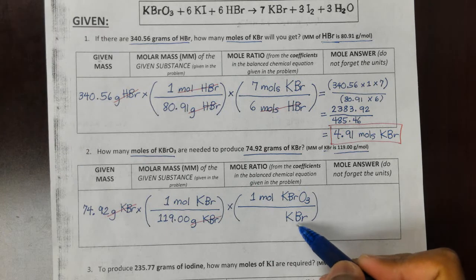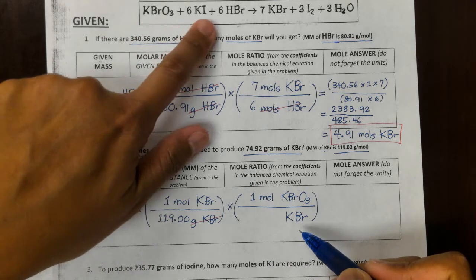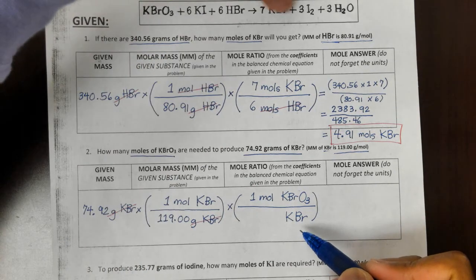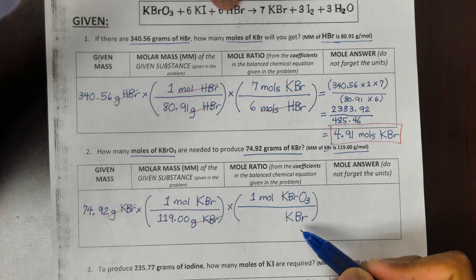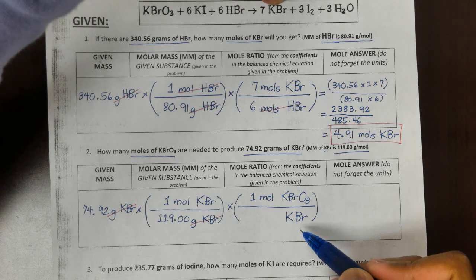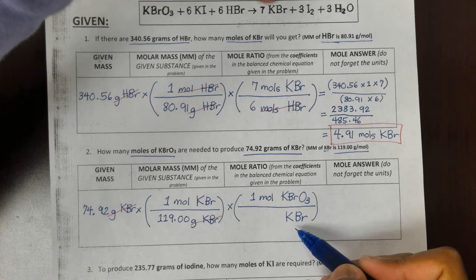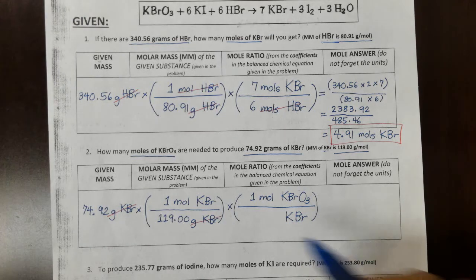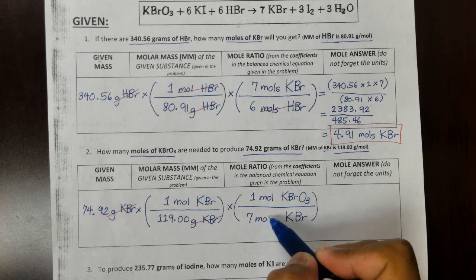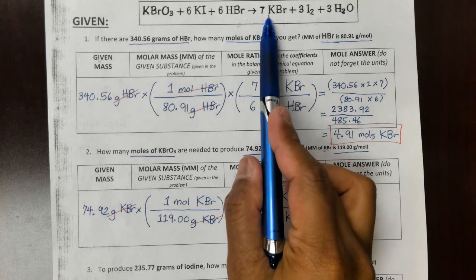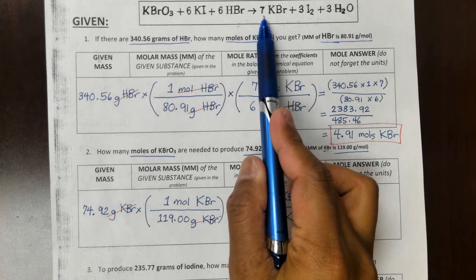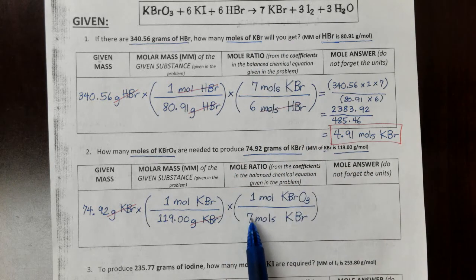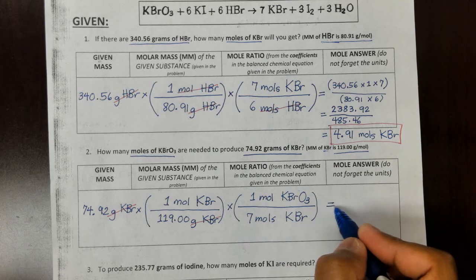And the second substance is KBr. Let's look for KBr. That's HBr. So KBr is here. Make sure you don't get lost with HBr and KBr. Okay, so be very aware of what substance you are looking for. So that's a K. So KBr is here. The coefficient is 7. So we put 7 moles KBr. So again, we got it from the coefficient of KBr, we place it here. And that completes our solution.